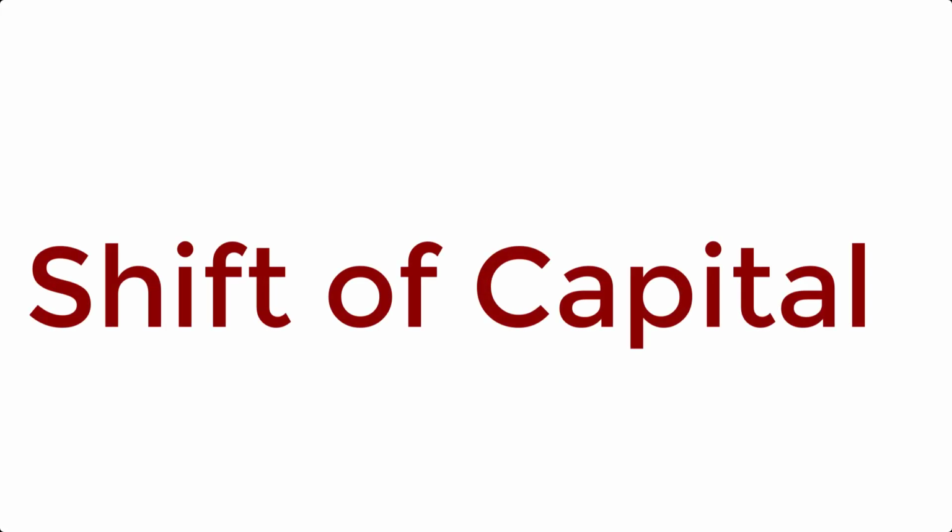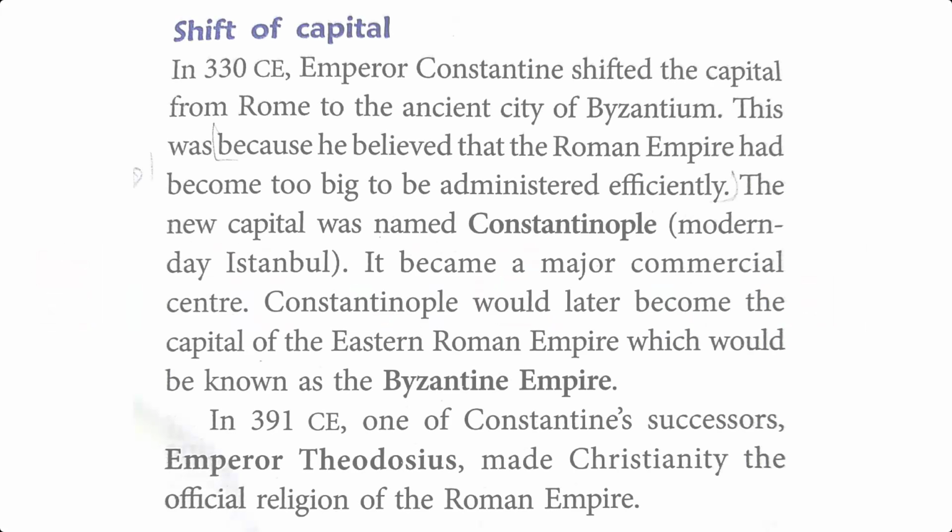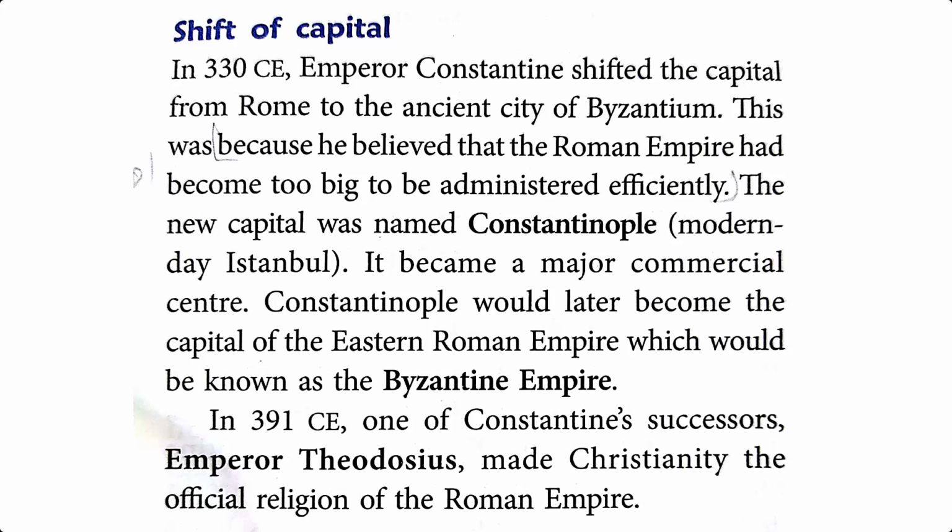Now, the third topic, shift of capital. So, from the paragraph, in 330 century, Emperor Constantine shifted the capital from Rome to the ancient city of Byzantium. This was because he believed that the Roman Empire had become too big to administrate efficiently. The new capital was named Constantinople, modern day Istanbul.